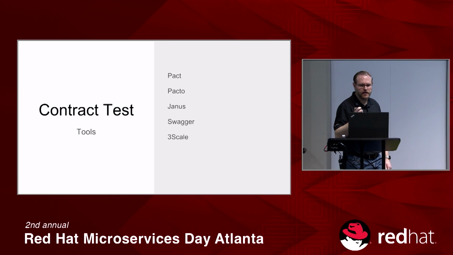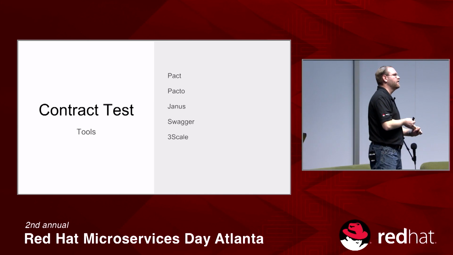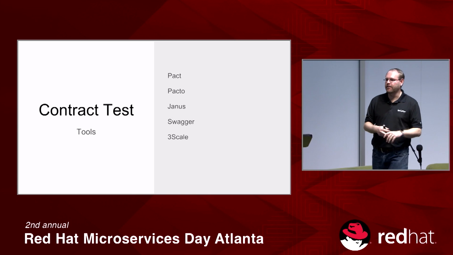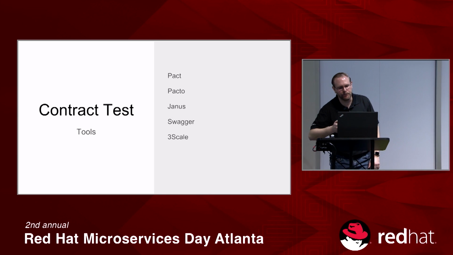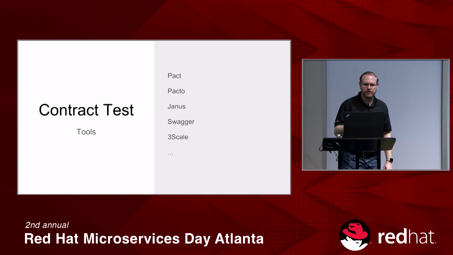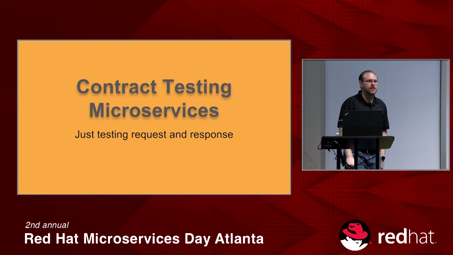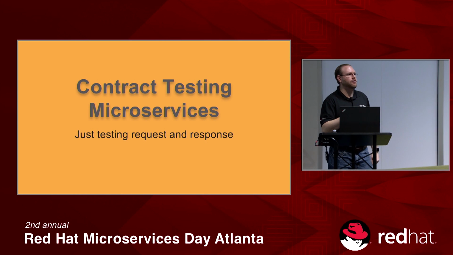Tools. We mentioned Swagger. There's Pact, Janus, Swagger, 3Scale, to plug the Red Hat thing. There are tools out there for writing contracts, and going that way. There's also other ones as well. The idea here, again, in microservices, you want to test the request and the response, make sure that the input and the output match what you're expecting.